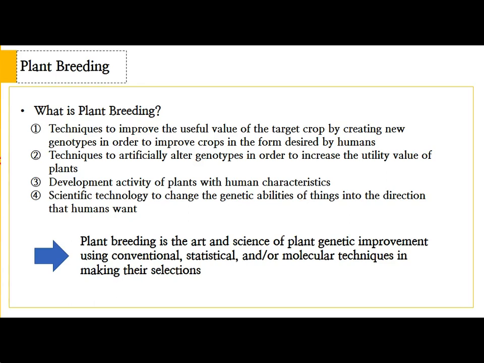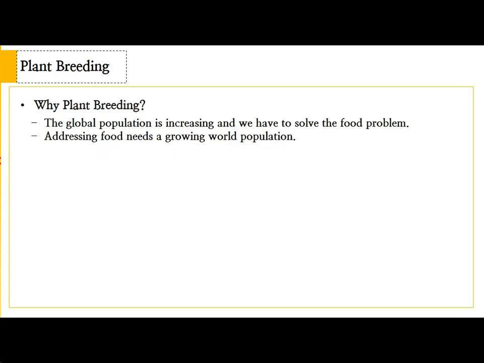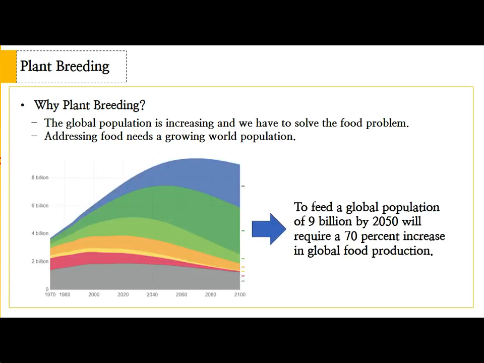Fourth, scientific technology to change the genetic abilities of things into the directions that humans want. That is, plant breeding is the art and science of plant genetic improvement using conventional statistical and or molecular techniques in making their selections. So, why would you do plant breeding? As the world population grows, we encounter food problems, and one of the ways to solve them is plant breeding. By 2050, the world's population will be 9 billion people, and so the world food needs to increase by 70%.